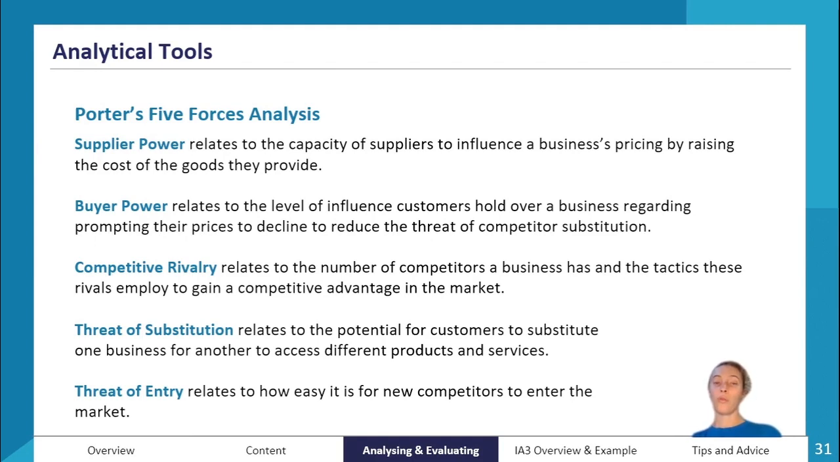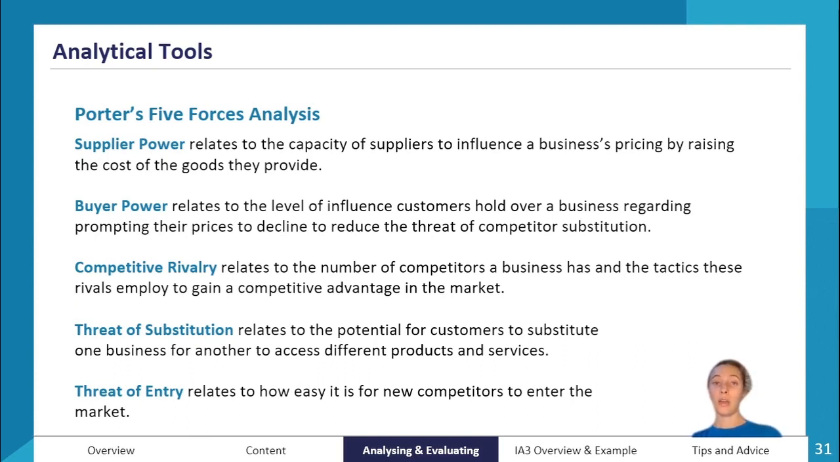So factoring into that is how many suppliers there are. So if a supermarket, for example, is going to have probably quite a number of suppliers, if your business as the supplier increases its prices a lot, then that supermarket may have the ability to go to a different supplier. And that would mean that they have the power and the supplier has low supplier power.